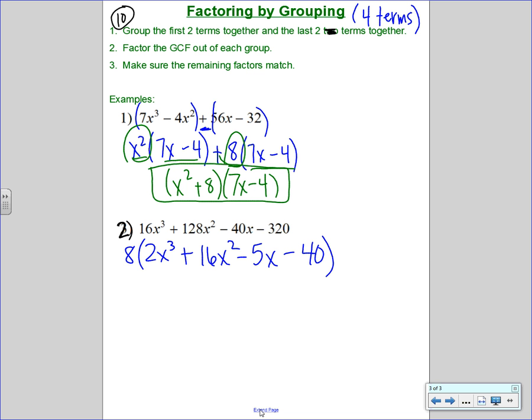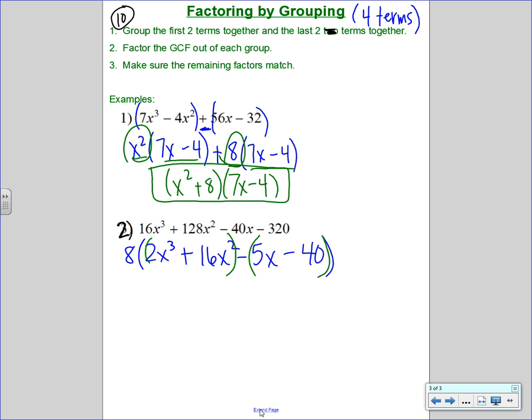So now we want to group what? First two and the last two. So let's group these two and these two. Let's ignore the 8 for right now. Okay, we'll just put that with our final answer.